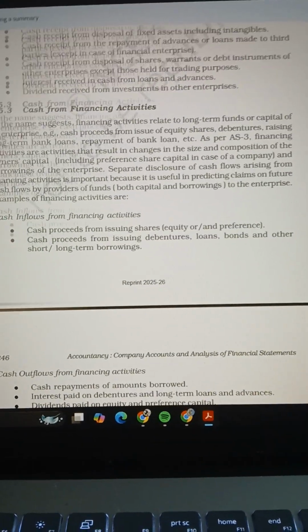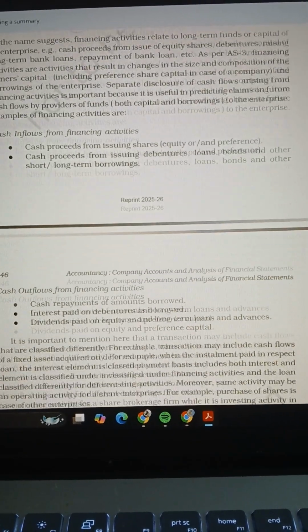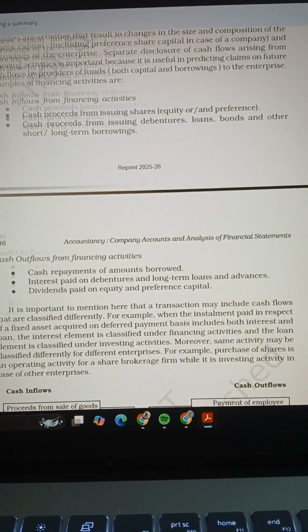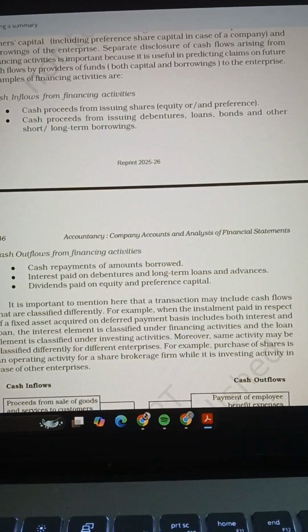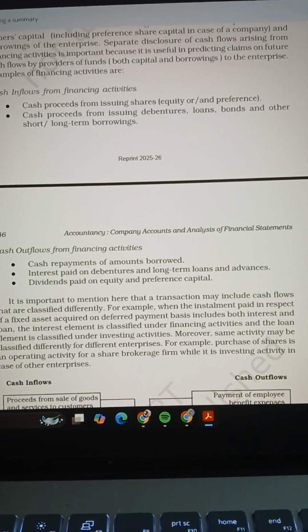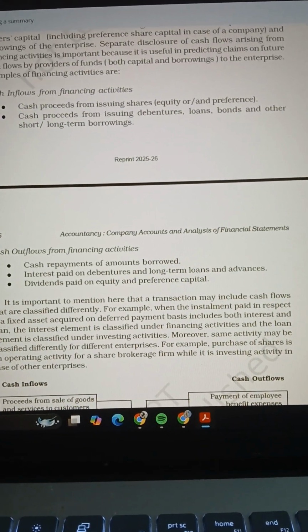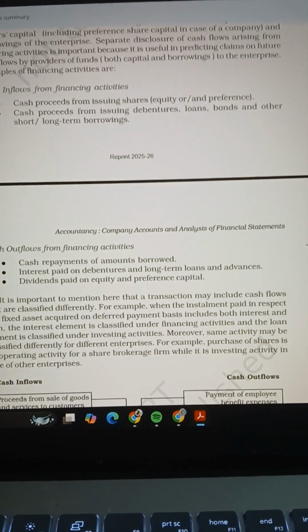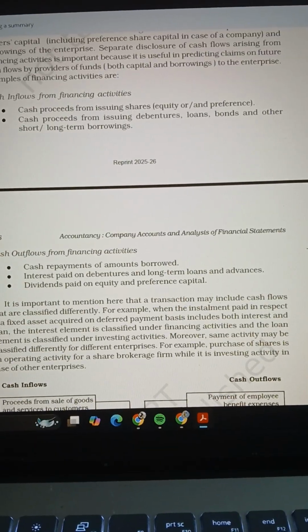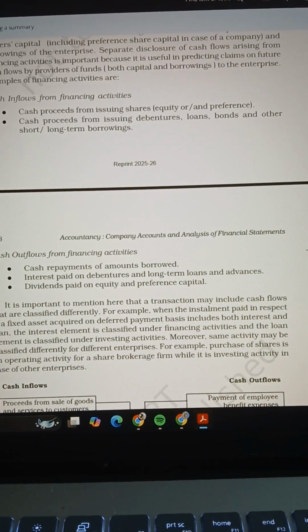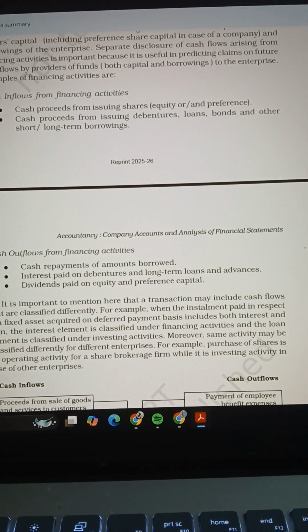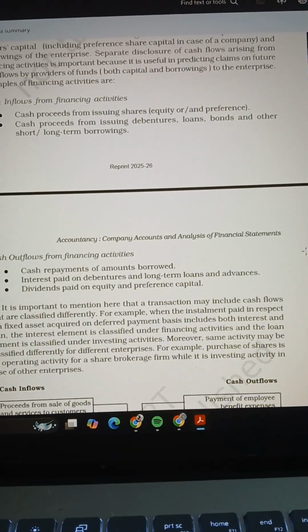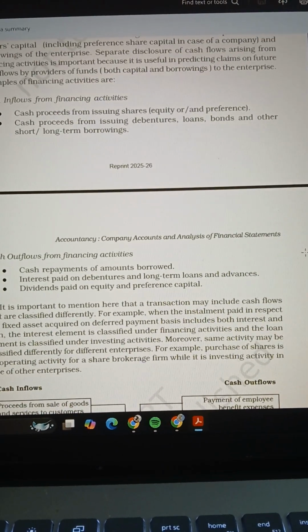Examples of financing activities are cash inflows from financing activities: cash proceeds from issuing shares, equity or preference, and cash proceeds from issuing debentures, loans, bonds and other short-term or long-term borrowings. Then cash outflows from financing activities: cash repayments of amounts borrowed, interest paid on debentures and long-term loans and advances, and dividends paid on equity and preference share capital.